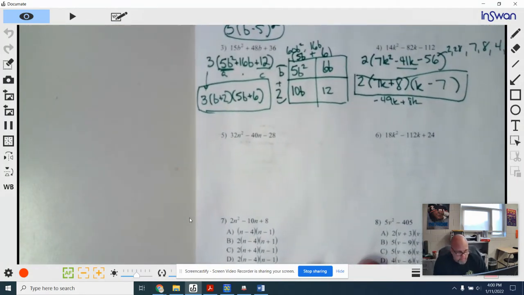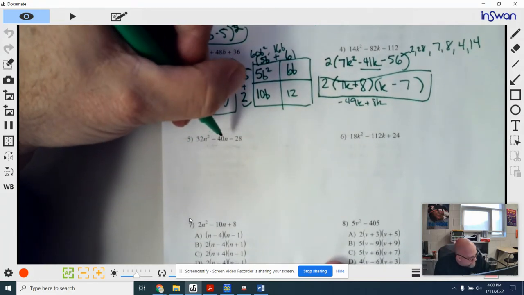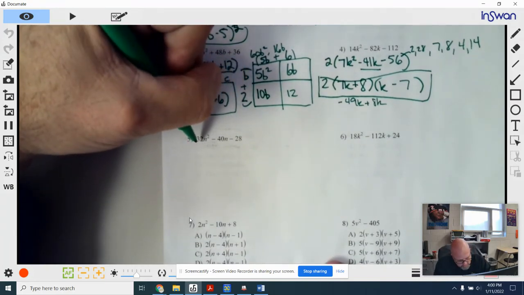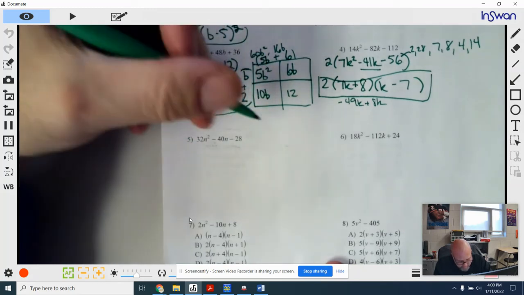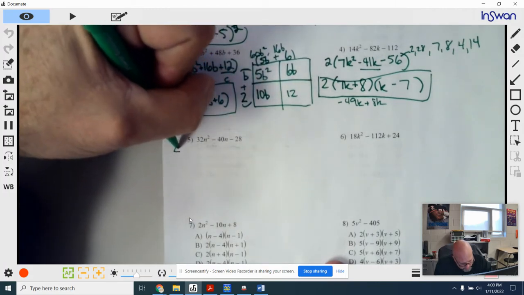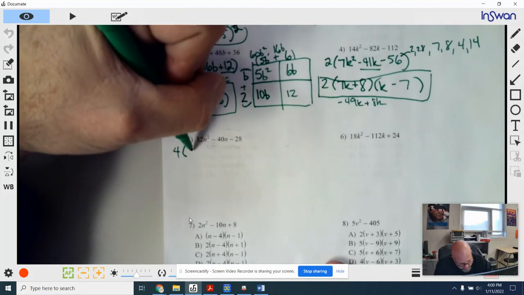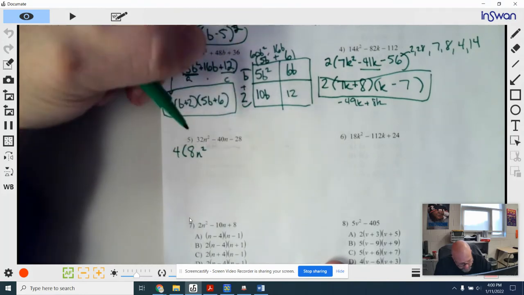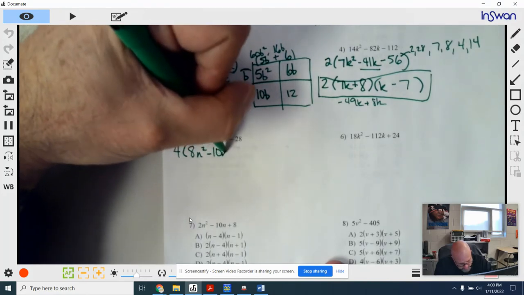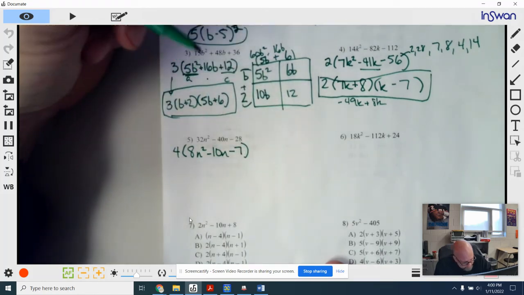All right, number 5. We see this one here, 32n squared minus 40n minus 28. I see it, they're all even, but then I ask myself, is there any other number that could go into it? And in this case, it looks like the number 4 goes in there. So I'm going to pull a 4 out. So 4, I get 8n squared minus 10n, and then last minus 7.